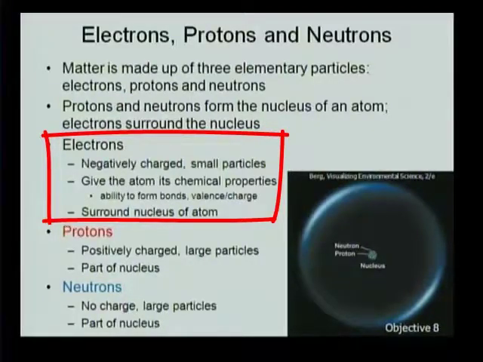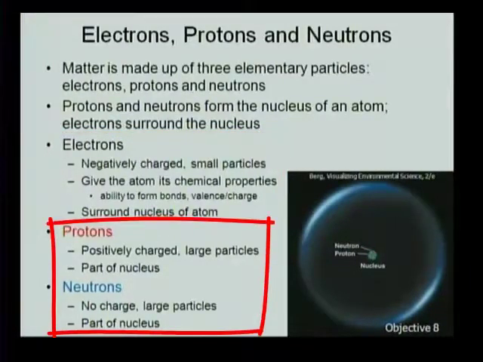So these electrons surround the outside of the atom. They orbit around the periphery of the atom in a probability cloud, as we'll see in just a minute. They surround the nucleus of the atom, and because they're on the outside, they're able to interact with other atoms. The protons and the neutrons, on the other hand, are found in the nucleus, and that means that they don't interact with other atoms.